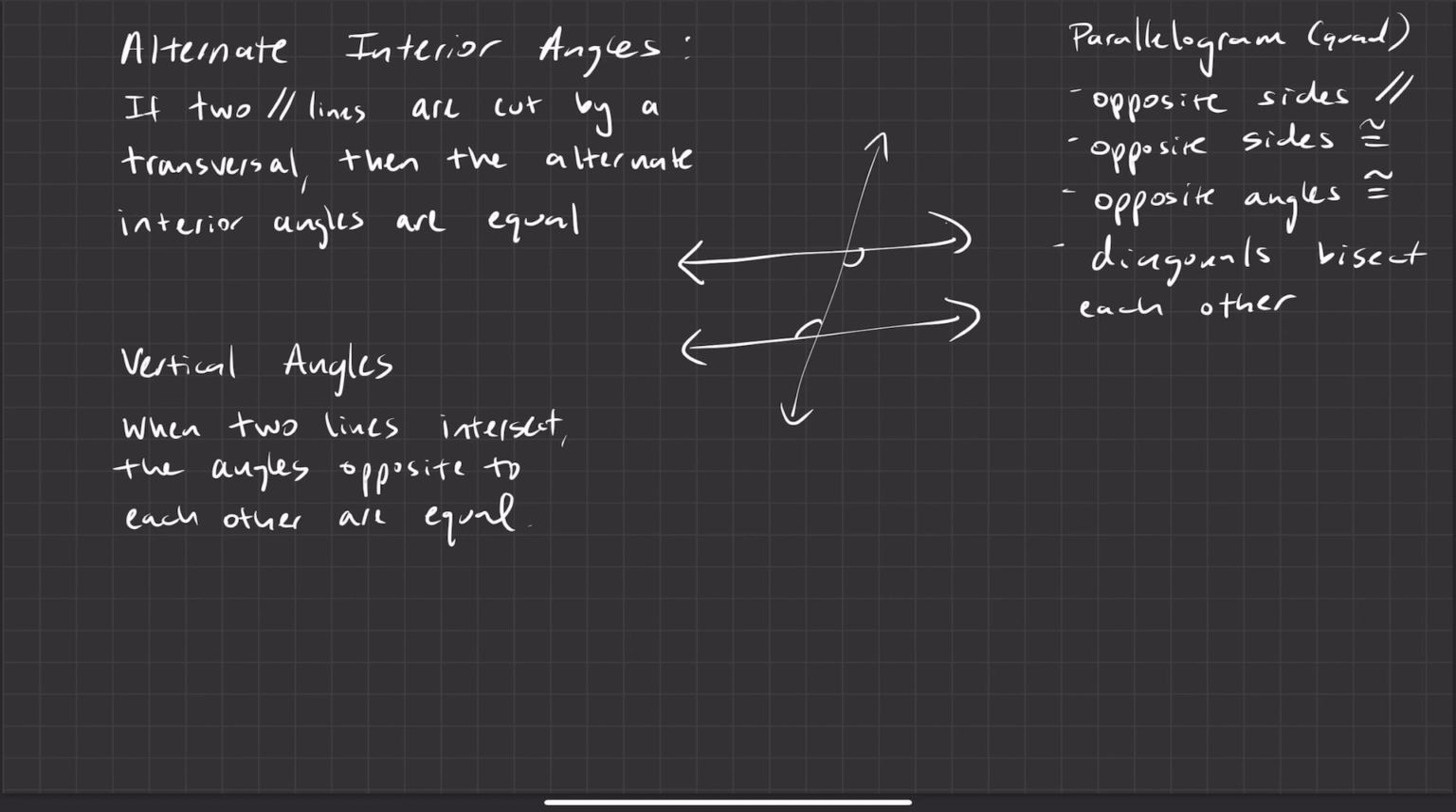I have vertical angles here. When two lines intersect, the angles opposite to each other are equal, or congruent. So let me draw these two lines that intersect. They form an X. So that means that the angles across from each other are congruent. So those are vertical angles.